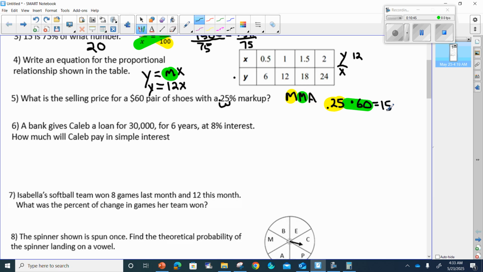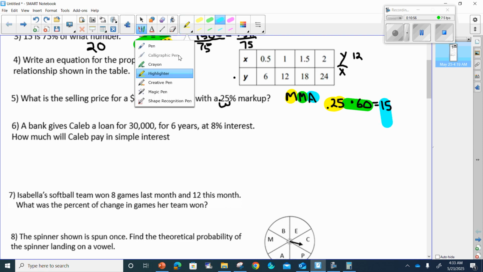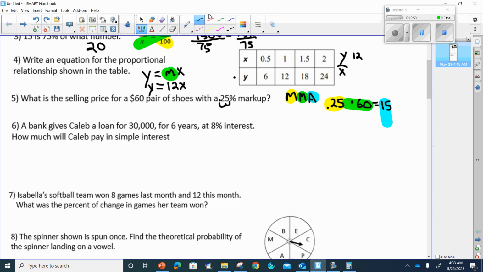That gives us our last letter, add. Add means we're going to add 15 to our answer. So remember, we started with a $60 pair of shoes. So we're going to have to add 60 to 15. That's going to give us 75. That means the new pair, or these pair of shoes, after they've been marked up, will be $75.